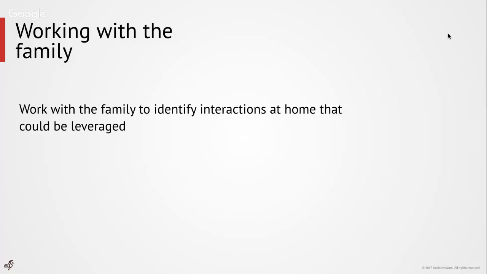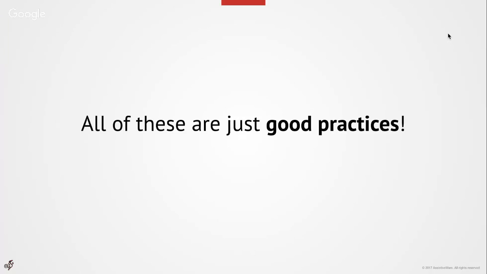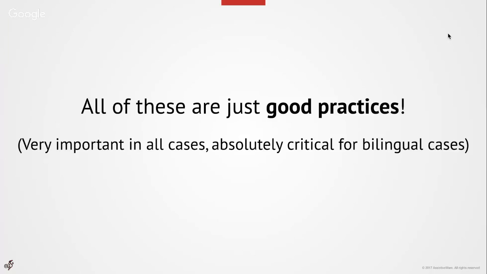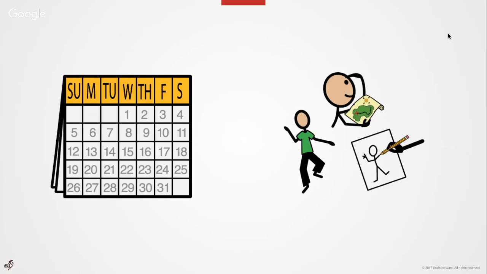The thing about all these different tips or suggestions for you to do with the family is that these are already good practices. So no matter if the AAC user is bilingual or not, you are probably already doing this, or at least you are putting effort into making sure you're doing as much of this as possible. So while following this good practice is very important in all cases, it's going to be absolutely critical for bilingual cases, because again, you're going to rely on the family carrying out the intervention in the home language. Now, these were general rules, how to get the family on board, how to get the family working for you and for the child.